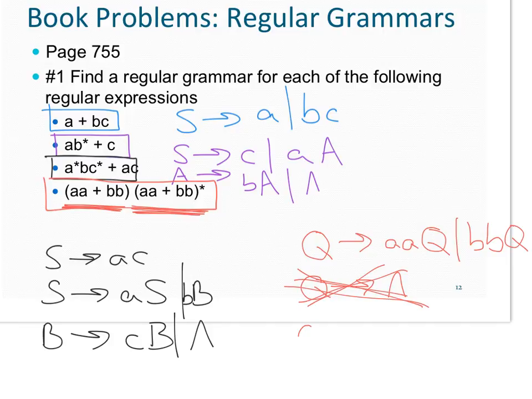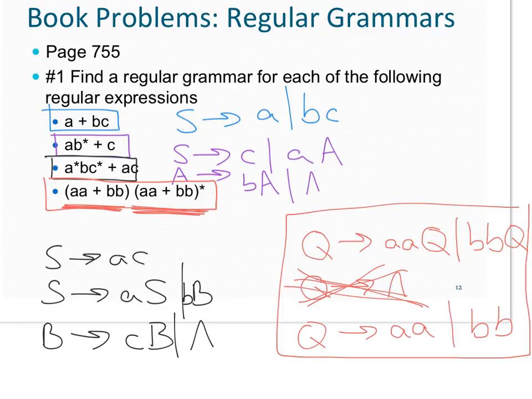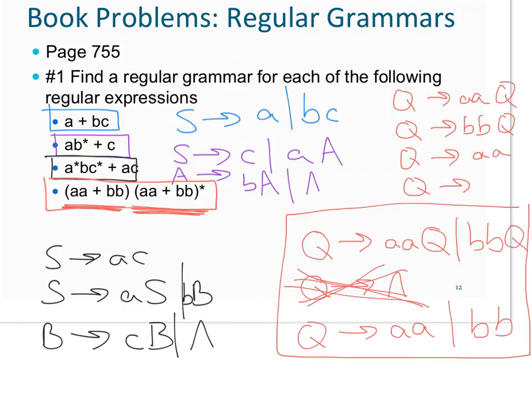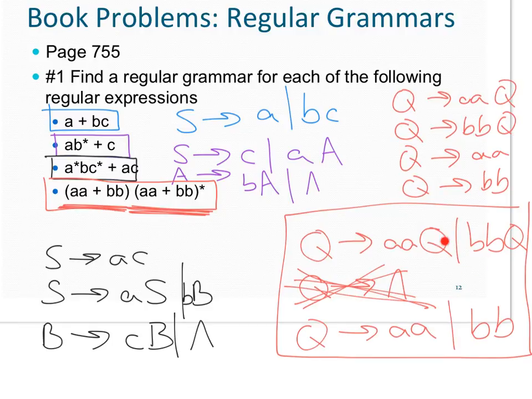So what we need to do here is say, when you're kind of done with making as many extras as you want, make sure that Q goes to either an AA or a BB. And again, let me just remind you that this is actually 4 production rules, right? So my production rules for this are Q goes to AAQ, Q goes to BBQ, Q goes to AA, and Q goes to BB. So this thing in here is just a shorthand for these rules.